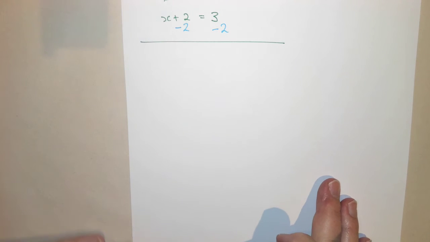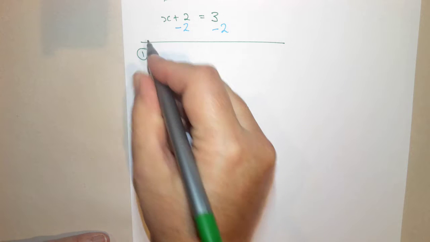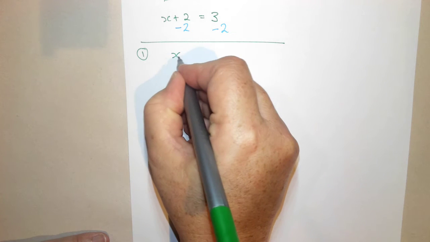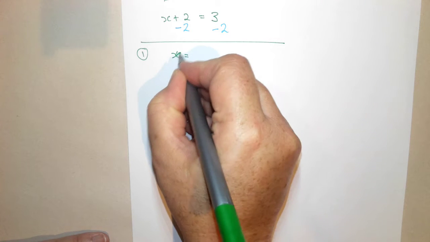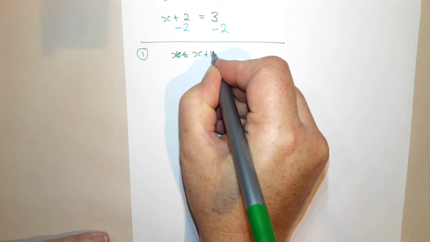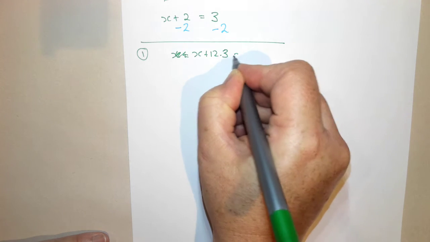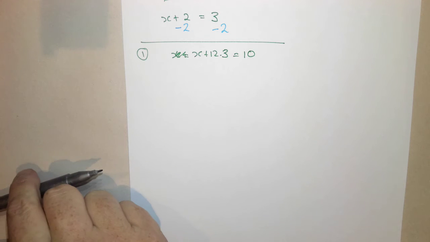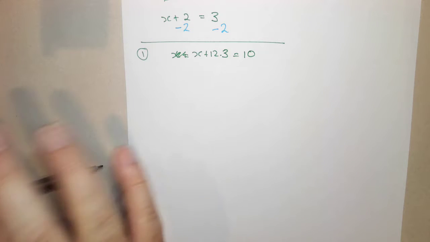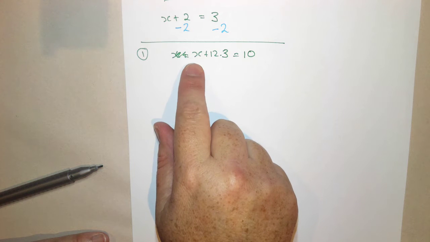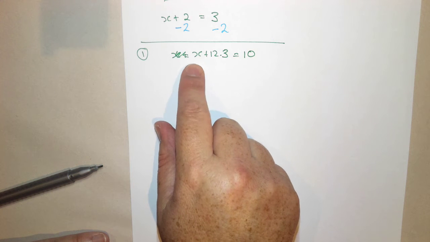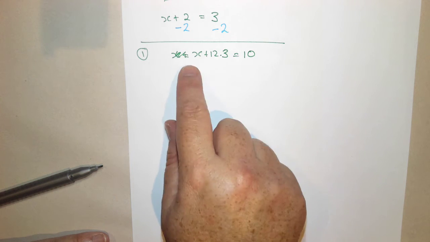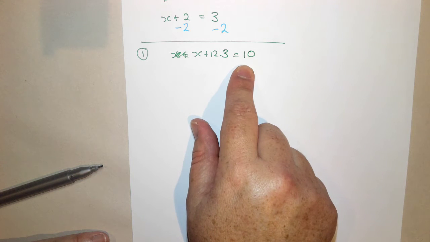Let's have a look at example number 1. This gives us the equation x plus 12.3 equals 10. Remember, we're trying to get to the form x equals, we're trying to solve to find what x is. So something plus 12.3 is equal to 10.